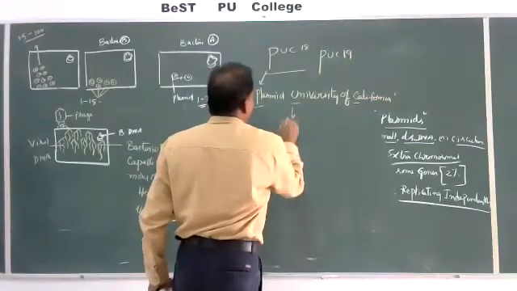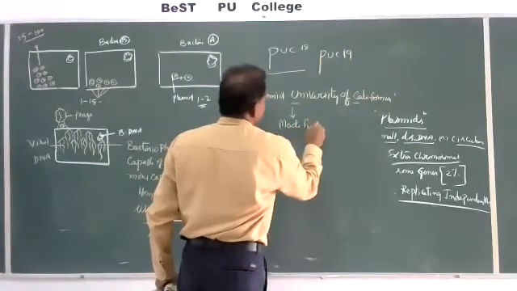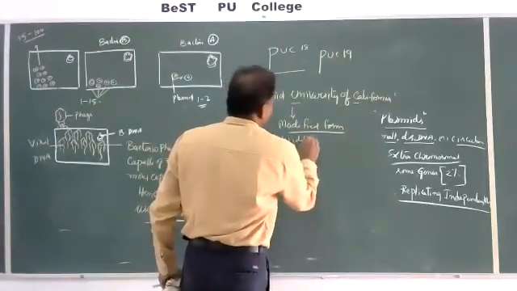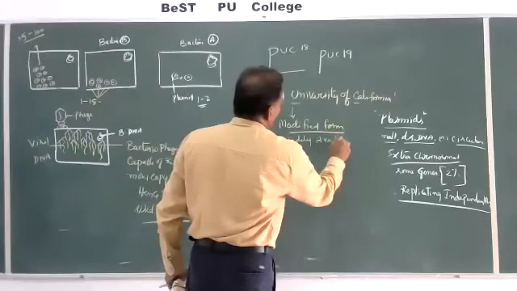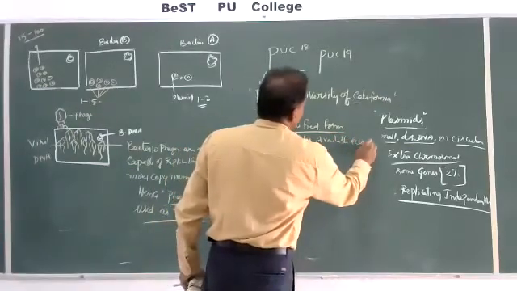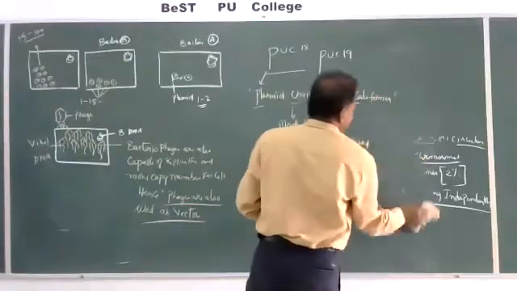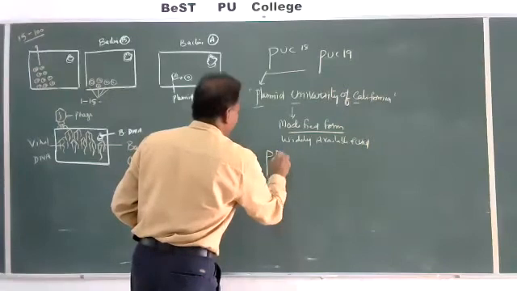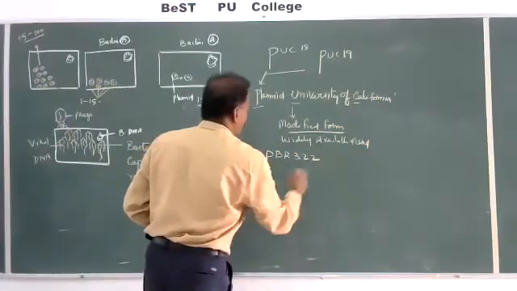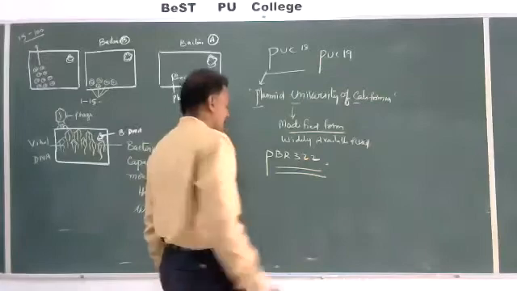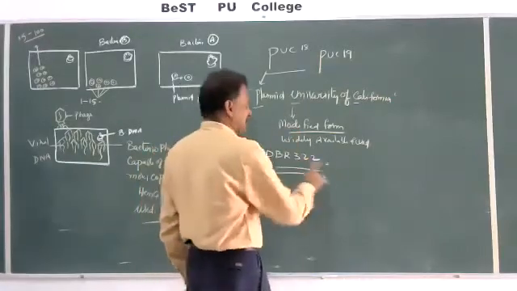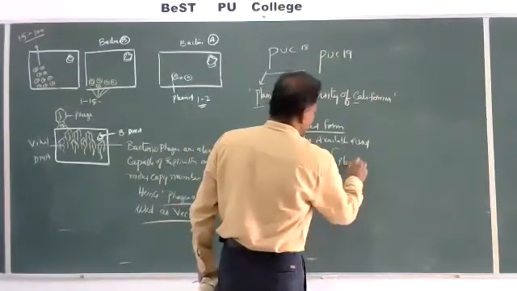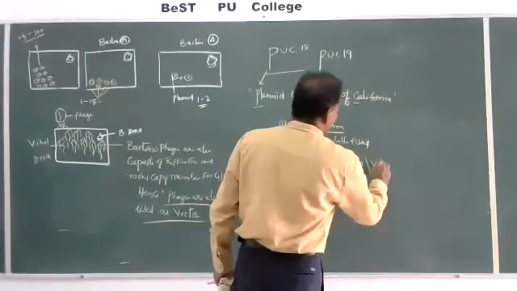Later, a modified form, which is widely available and used in rDNA technology and genetic engineering, is pBR322. pBR322 is a plasmid which is used as a vector.